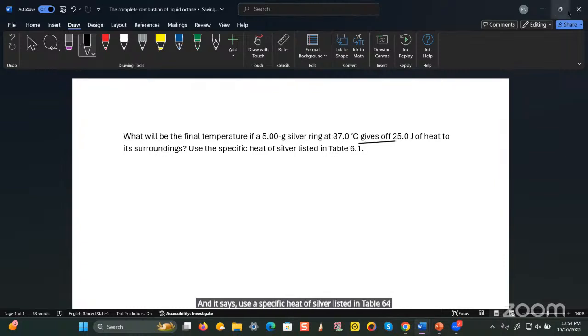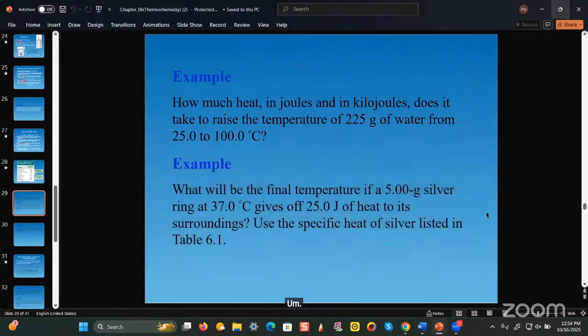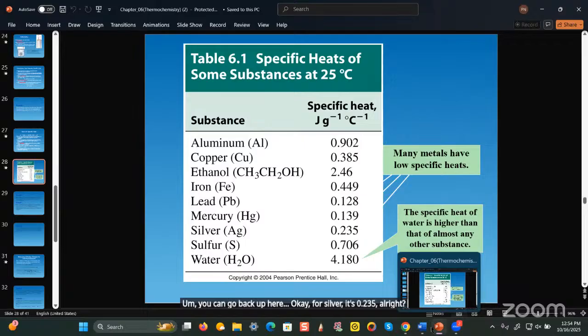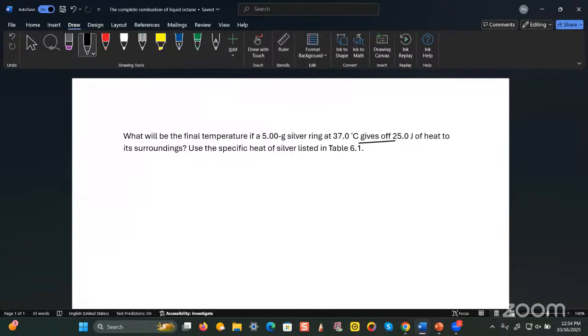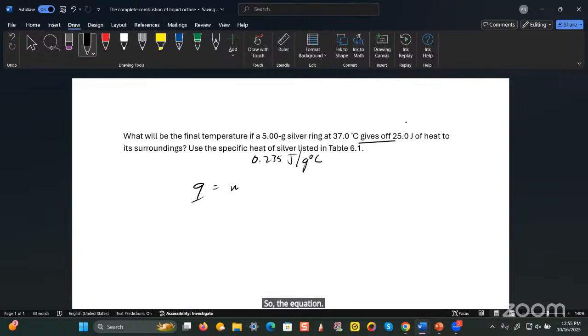So the table I just showed you, I need to go back to it to get that value. You go back up here. Okay, for silver, it's 0.235, all right? So the value here for the specific heat is 0.235 joules per gram degrees Celsius, all right? Okay, so the question is asking for the final temperature, right? So the equation, remember, is Q is equal to M times C times delta T. Now, what I would do is try to find the change in temperature first, right? Because you want to find the final temperature.